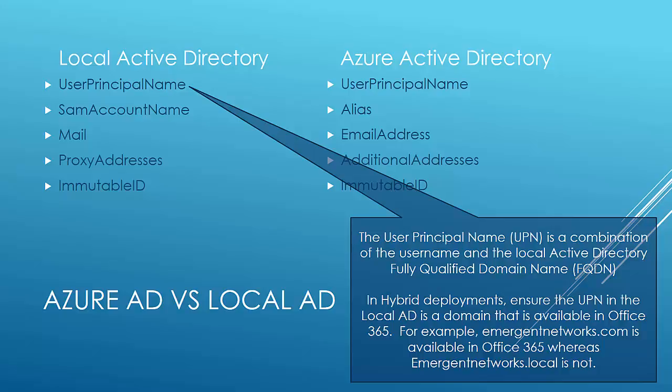In hybrid deployments, we need to make sure, above all, if absolutely nothing else gets taken away from this training, that the user principal name needs to be the same as their external domain. For instance, in Emergent Networks, we need to make sure that the users are set up with emergentnetworks.com. Typically, this will be the same as their email address. We prefer it that way. It reduces confusion for all sorts of things. It must be externally accessible, and it also needs to be added to their Office 365 domain, which I can show you a little bit later.